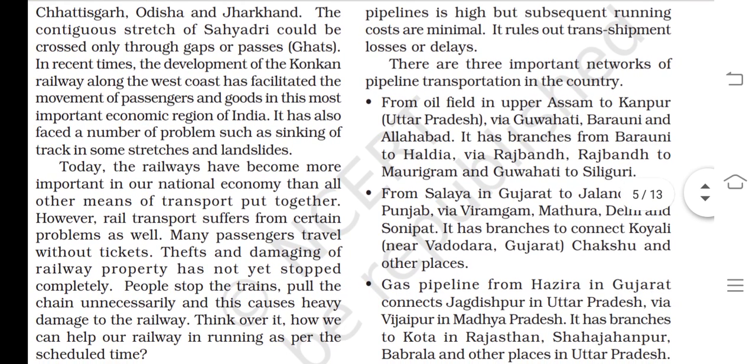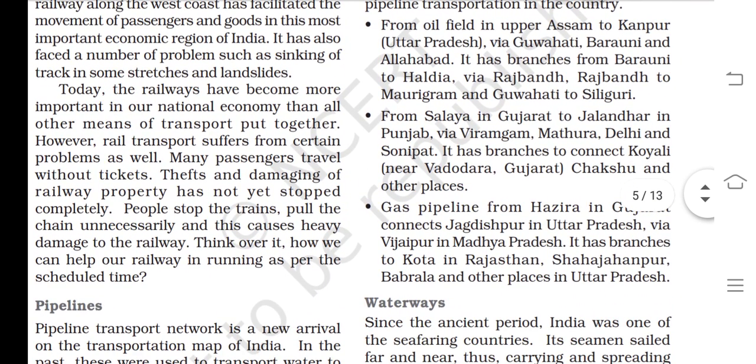The second one is from Salaya in Gujarat to Jalandhar in Punjab via Viramgam, Mathura, Delhi and Sonipat. It has branches to connect Koyali near Vadodara, Gujarat, Chakshu and other places. Then we have the gas pipeline from Hazira in Gujarat, which connects Jagdishpur in Uttar Pradesh via Vijaipur in Madhya Pradesh. It has branches to Kota in Rajasthan, Shahjahanpur, Babrala and other places in UP. So these are three important pipelines.